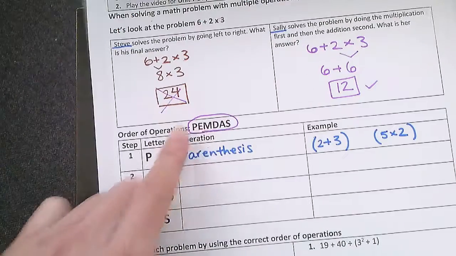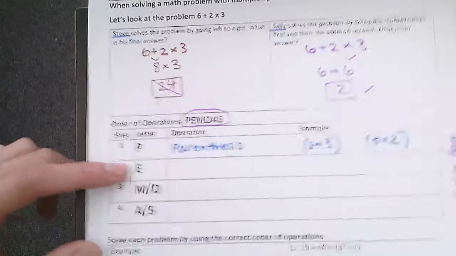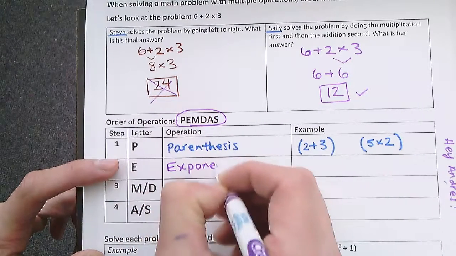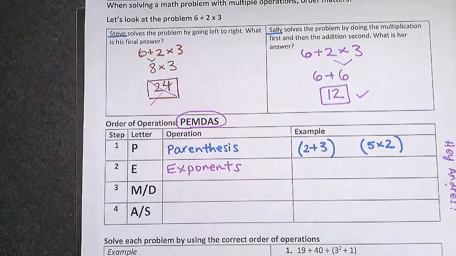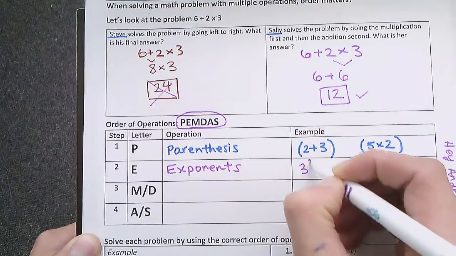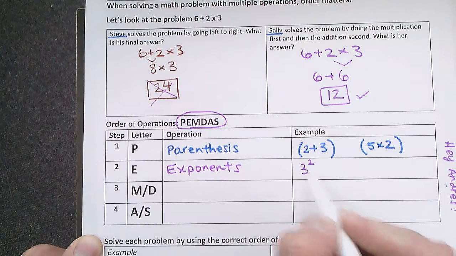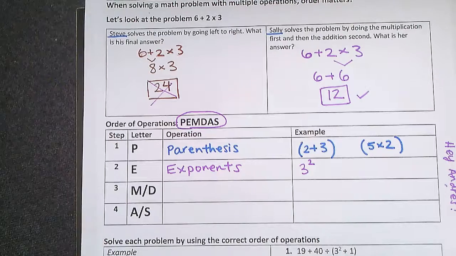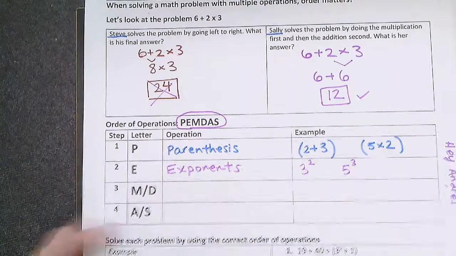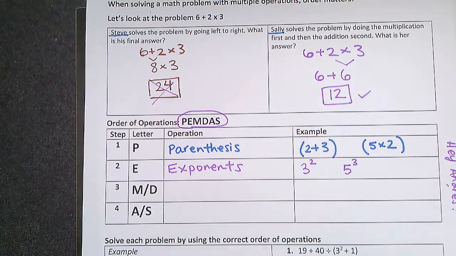Next, PEMDAS. After the P is an E. The E stands for exponents. And exponents, what those look like is you might have 3 to the second power, or 3 squared, right? This means 3 times itself 2 times, or 3 times 3. That's an example of an exponent. Another example of an exponent might be 5 to the third power, right? 5 times itself 3 times. 5 times 5 times 5. That's an example of an exponent.